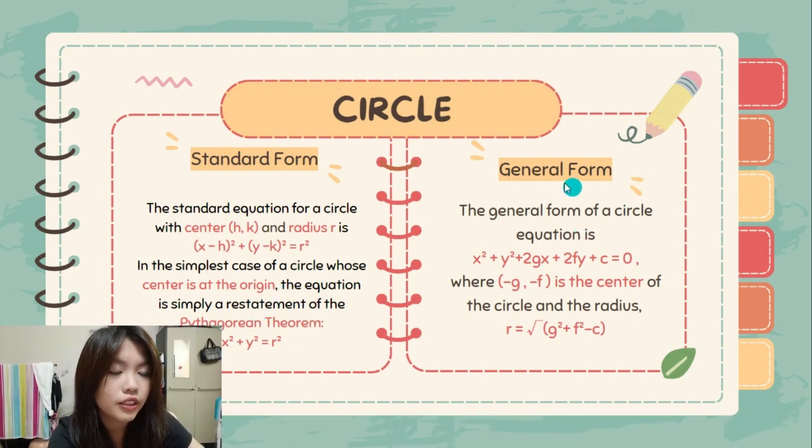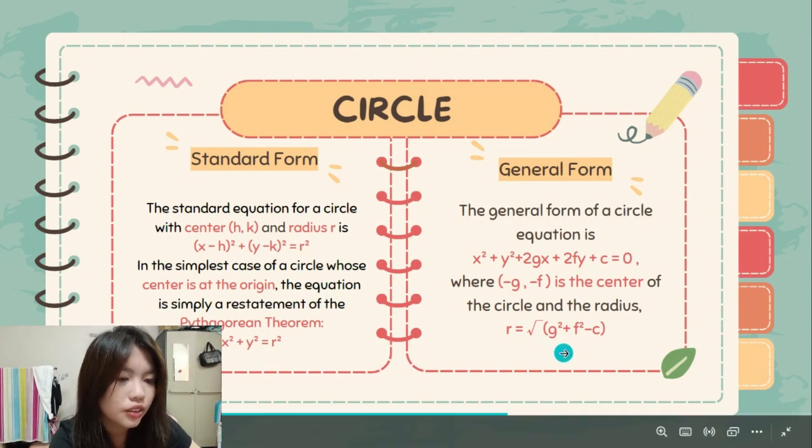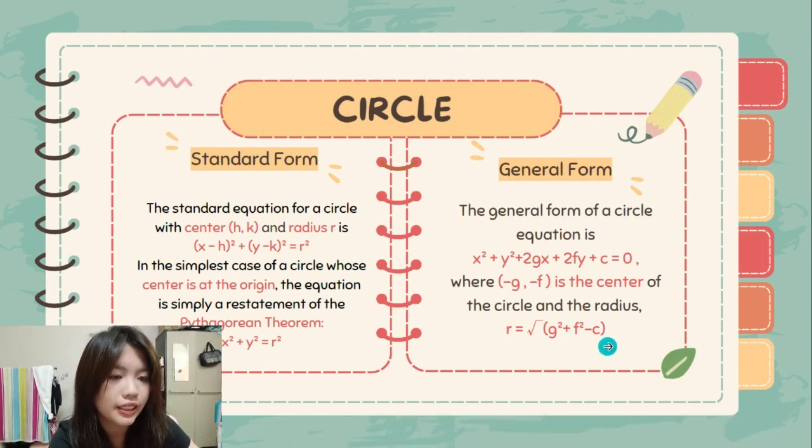Now, the general form of a circle equation is x squared plus y squared plus 2gx plus 2fy plus c equals 0. If the question asks us to find the equation of a circle, we can use this. Here, negative g, negative f is the center of the circle, and the radius is R equals the square root of g squared plus f squared minus c.